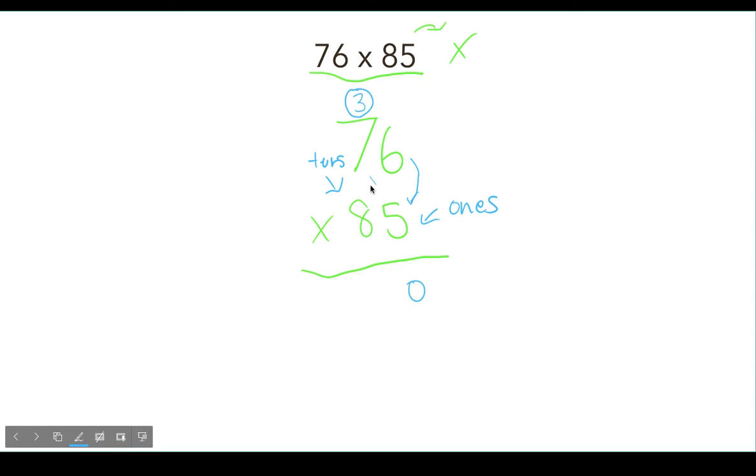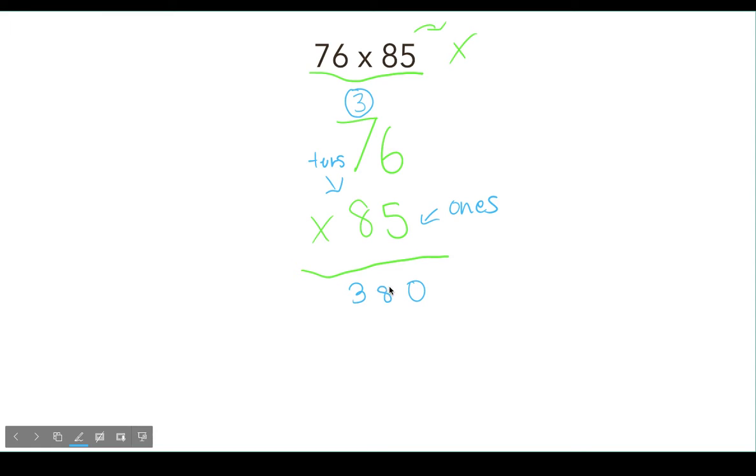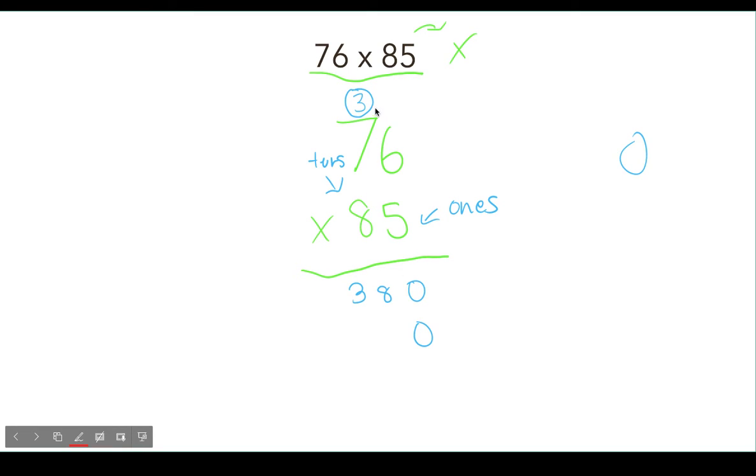7 times 5 is 35. Let's add the 3. 7 times 5 is 35, plus 3 is 38. So let's write that. And now remember, we have to add a 0 when we're solving for the tens place. So in this case, our tens place is 8, so let's write a 0. And then let's solve. 6 times 8 is 48.